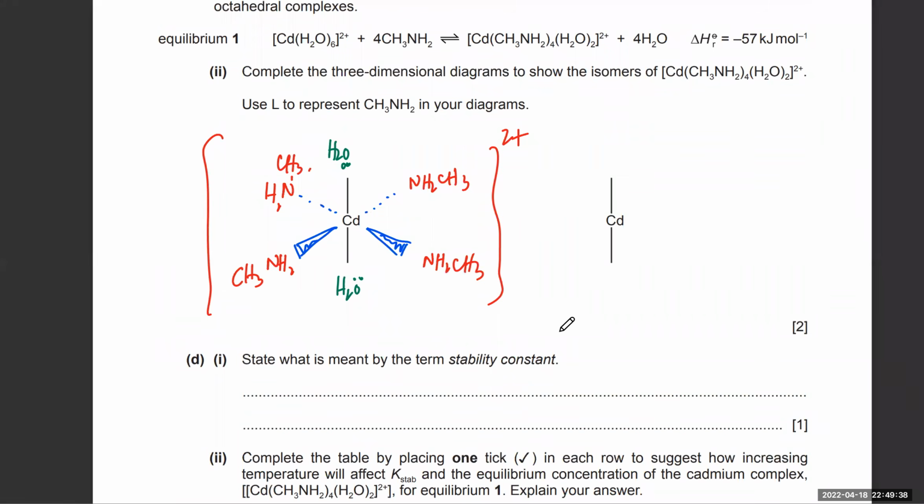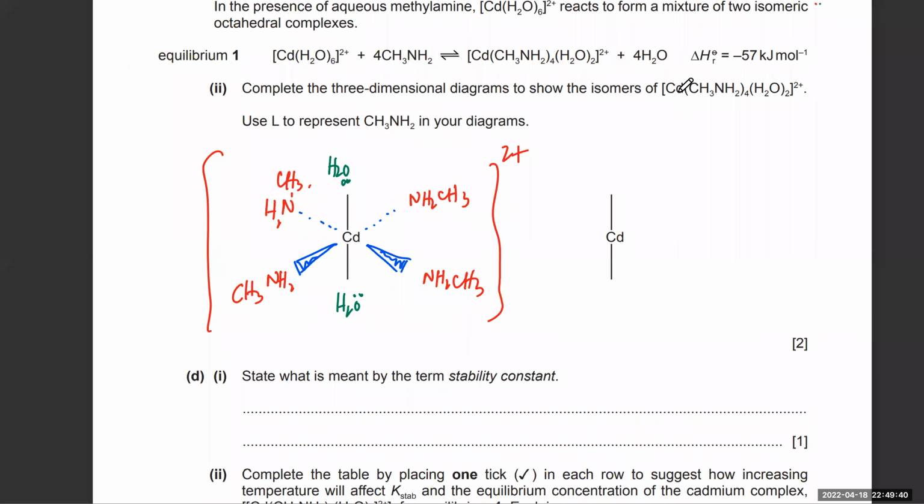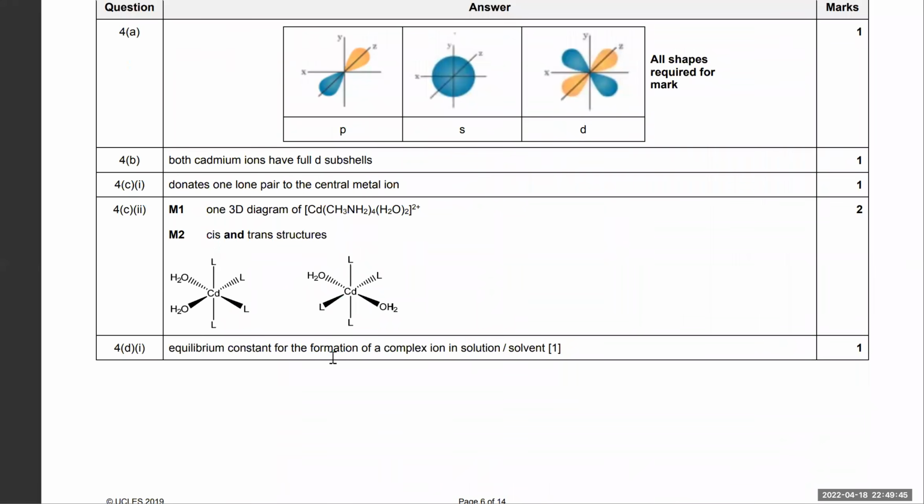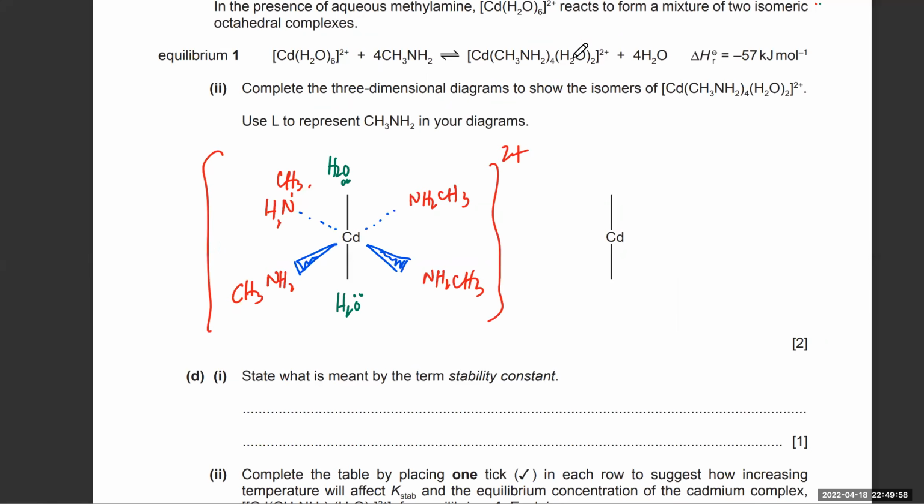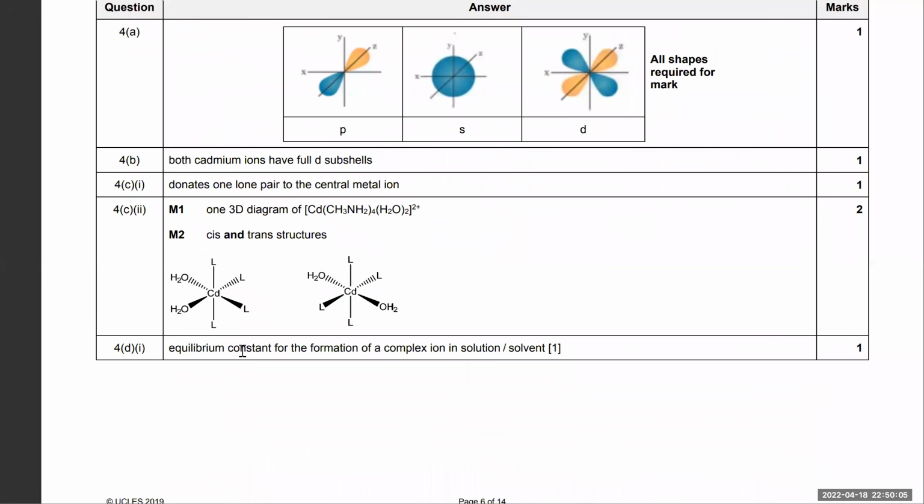State what is meant by the term stability constant. Again, that's a definition. The definition of a stability constant is that it's an equilibrium constant for the formation of a complex ion in a solution. So whenever you're making a complex ion in a solution, the equilibrium constant for that is your stability constant. You should write this definition: it's the equilibrium constant for the formation of a complex ion in solution.